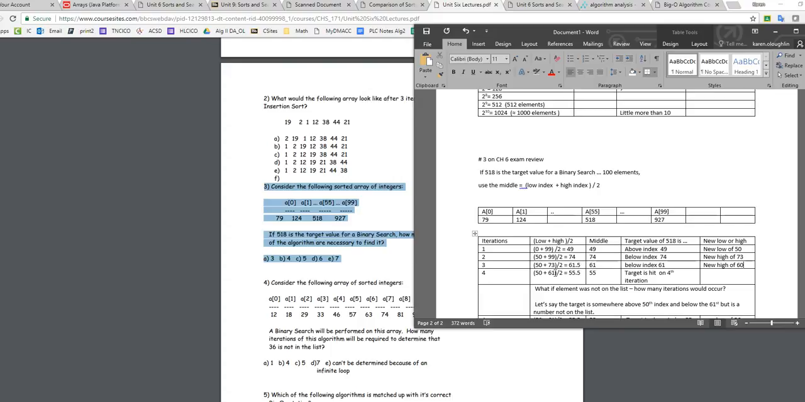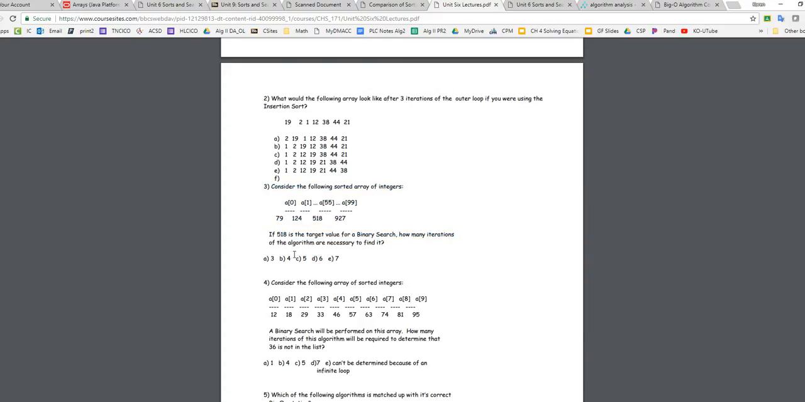So if I do that calculation, then 50 plus 60 is going to be 55. It's not going to be 55.5. And then my target is hit on the 4th iteration. So the answer to question number 3 is 4. It occurs on the 4th iteration.